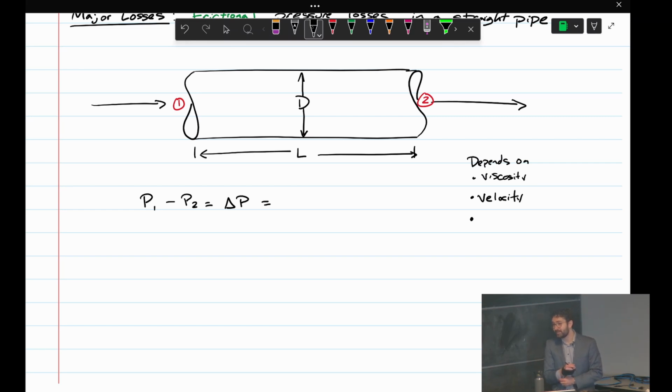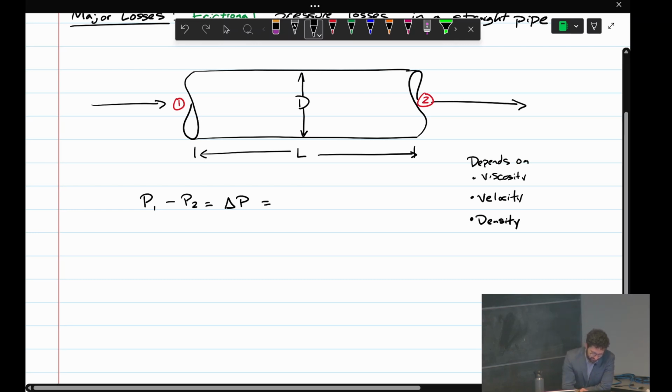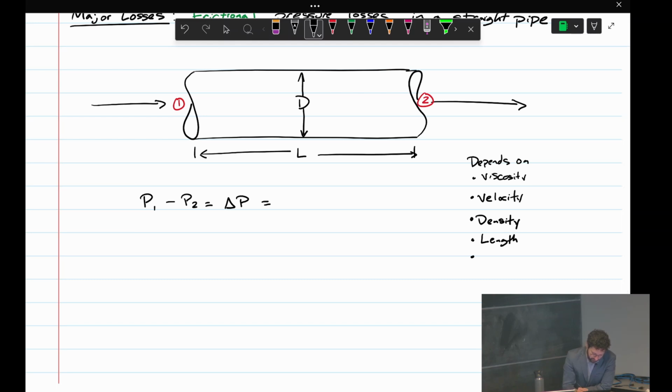Density, that's good. That's correct. Any other ideas? Yeah, how long the pipe is, right? If it's longer, you expect the frictional loss to be higher. Anything else? Does it depend on whether the flow is laminar or turbulent, like the boundary layer? It depends on whether the flow is laminar or turbulent, definitely.